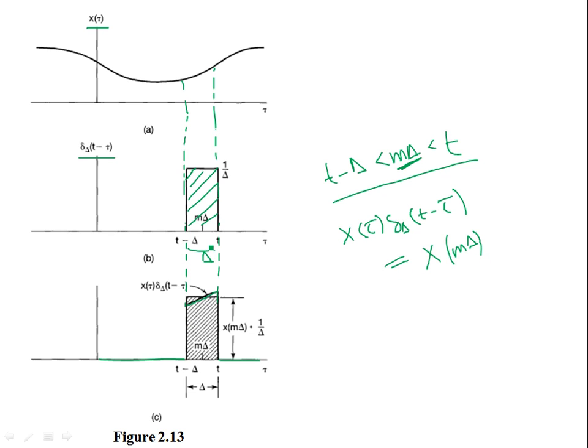Why? Because the pulse only exists from t minus delta to t. Again a duration delta, but the value of the signal is going to be present at m delta only. So this is x of m delta. The height is x of m delta, so you can multiply this with delta of t minus tau. Basically it exists at m delta. That's the idea.